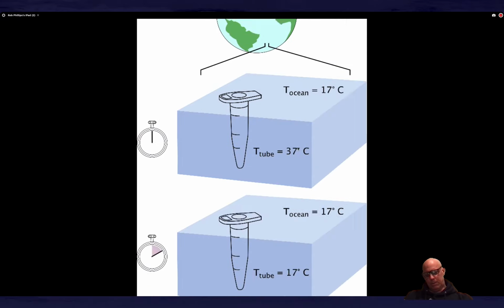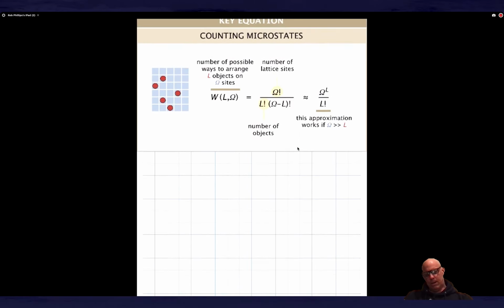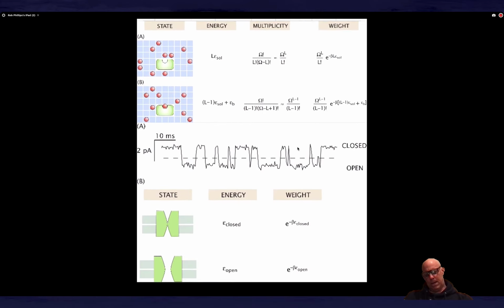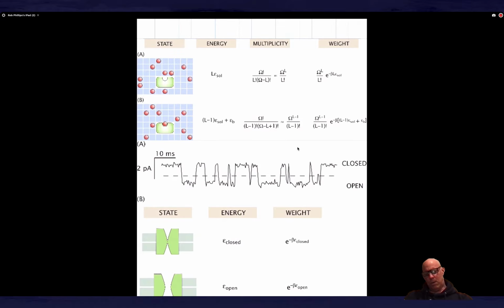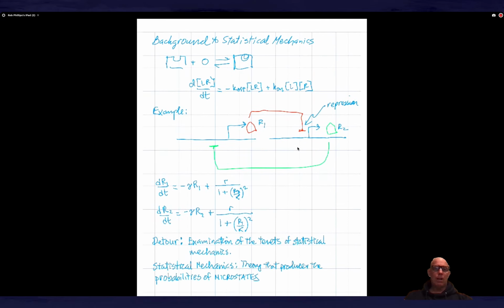So let me just see if I have any other key things that I wanted to point out. I think that's really the main points that I wanted to make by way of introduction to statistical mechanics. Maybe let's call it a feeling for statistical mechanics.